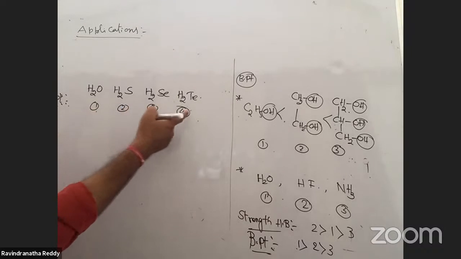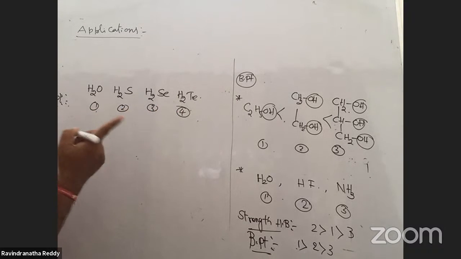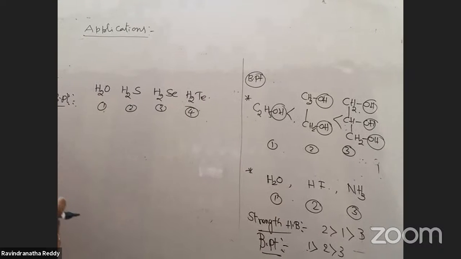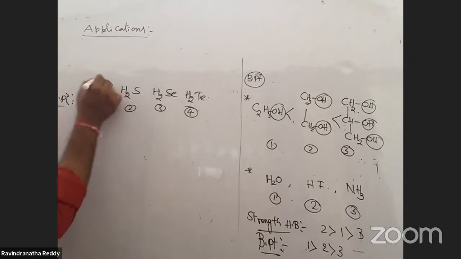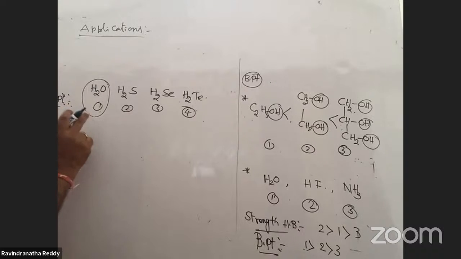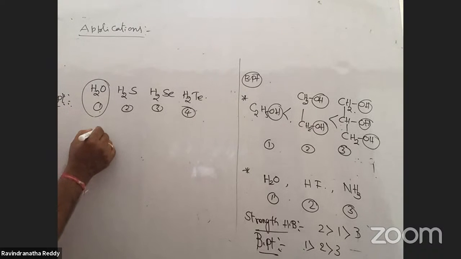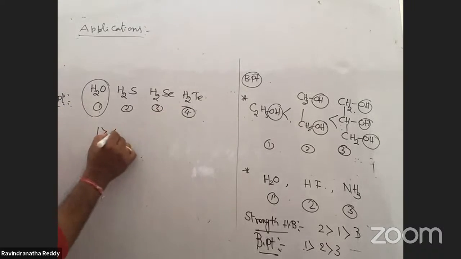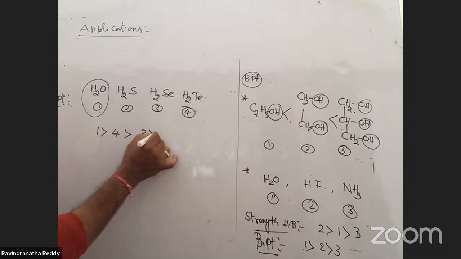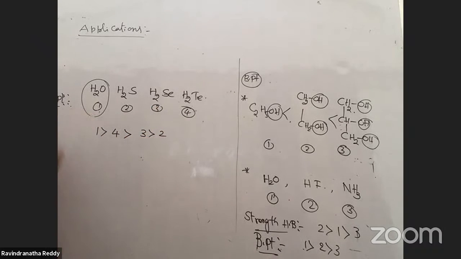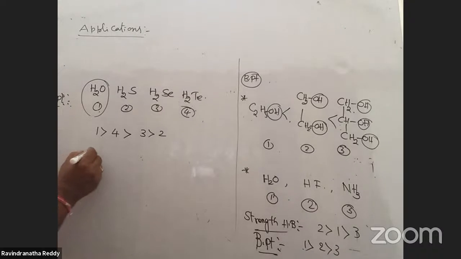Oxygen, sulfur, selenium, tellurium. Generally as molar mass increases, boiling point increases. But the compound with the least molar mass should be least, yet it is highest. Highest is 1. Next highest is 4, next highest 3, next highest 2. This is the boiling point order for H2O, H2S, H2Se, H2Te. Getting this point? Why is water more? Hydrogen bonds.